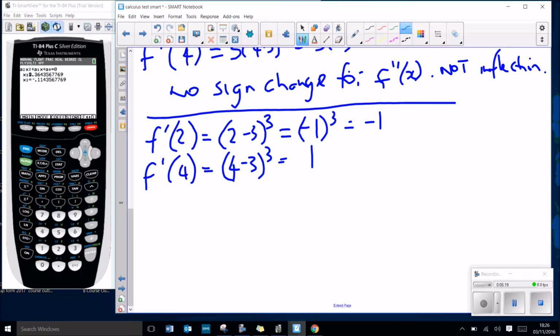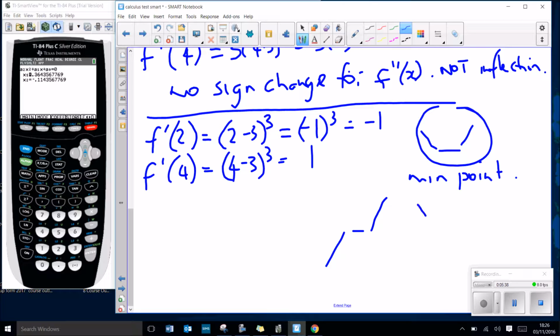Now, if we are looking at the sign diagram here, we've got a negative gradient on the left, we know it's at 0 at 3, and we have a positive gradient on the right. That clearly shows that the point is actually a minimum point and not a point of inflection. Had it been positive 0 positive or negative 0 negative, then we would have said it was a point of inflection. On to the next one.